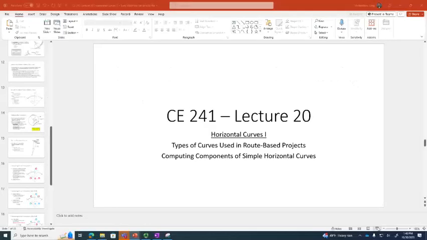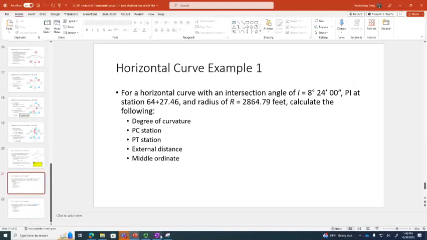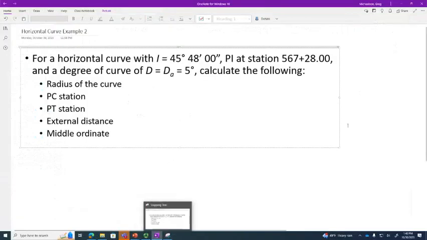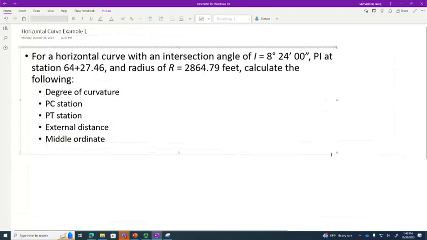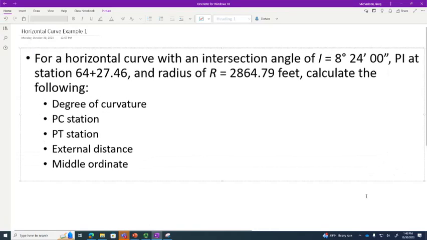Okay. Let's do an example. And we probably won't get to our second example, but it's okay because if you can do the first one, you can do the second one. It's really kind of repetitive. Honestly, I probably wouldn't have put both of them in here if I was redoing this presentation.